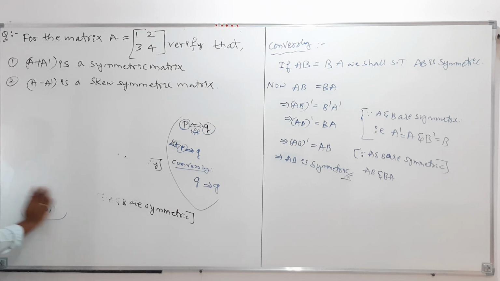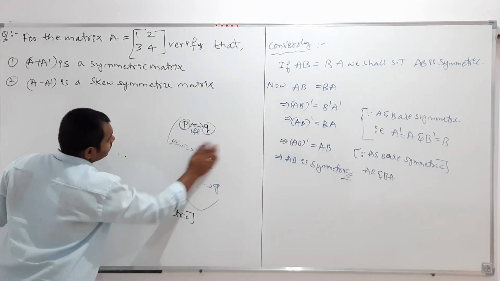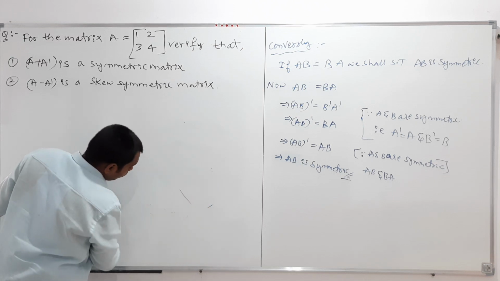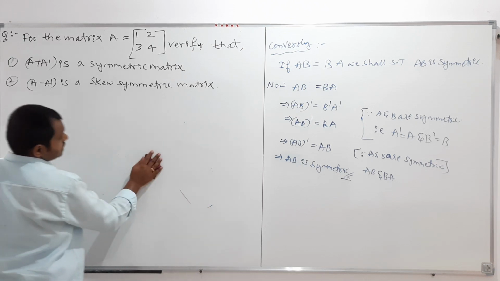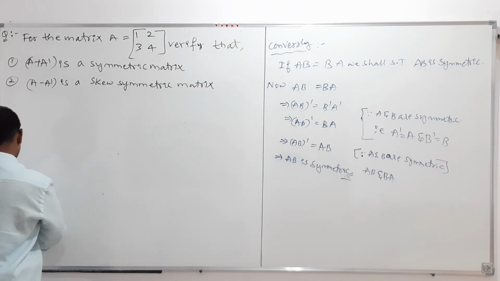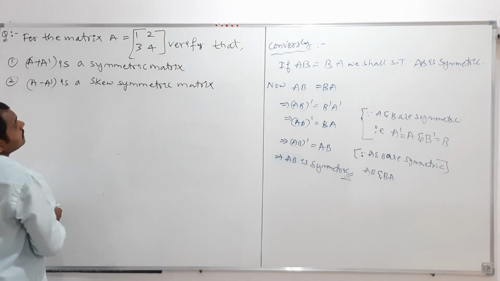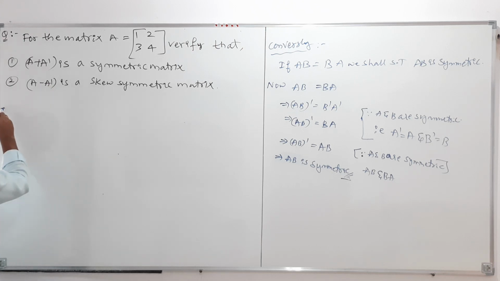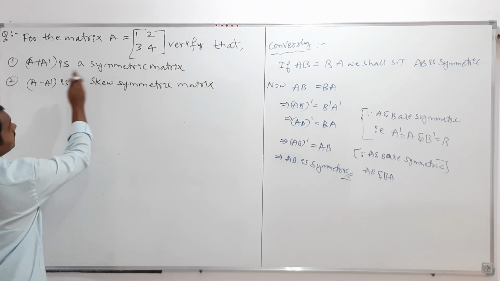So to prove this, first we should know the A plus A transpose values. My dear students, if I want to show A plus A dash is symmetric, what should I show here? To prove this result, I should show that A plus A dash is symmetric. What do they ask? A plus A dash is symmetric.